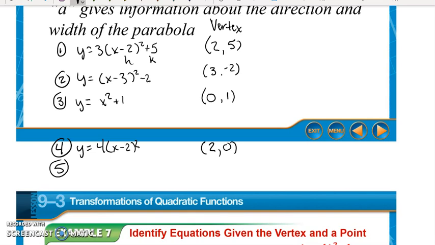What if I have y equals 3x squared? There's no h, no k, so the vertex is (0, 0). So that's how you do these. Remember that h is always opposite, it's hard-headed.